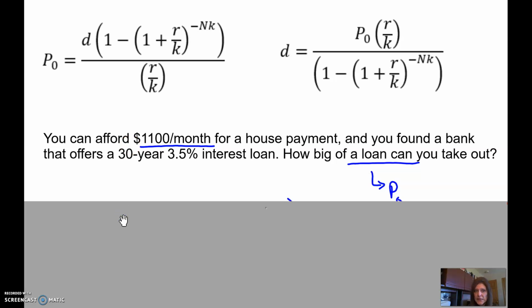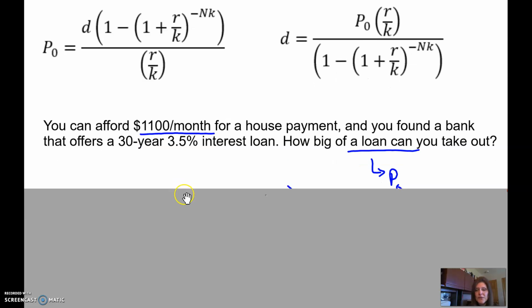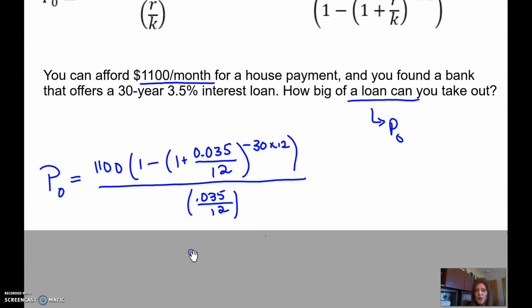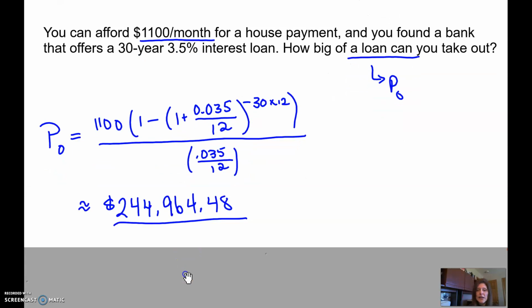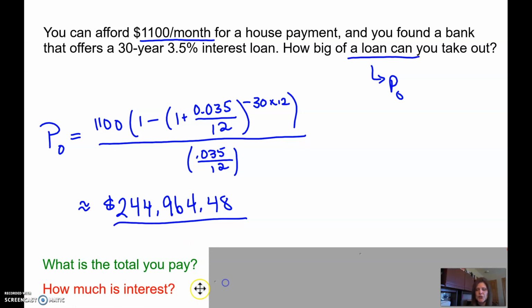I know the rest of it. D is $1,100. It says 30 years, so N is 30. Interest rate, 3.5%, so 0.035. And K, we're making monthly payments, so K is going to be 12. Plug that into my formula, carefully plug that into my calculator, and it turns out we could get a loan of $244,964.48.